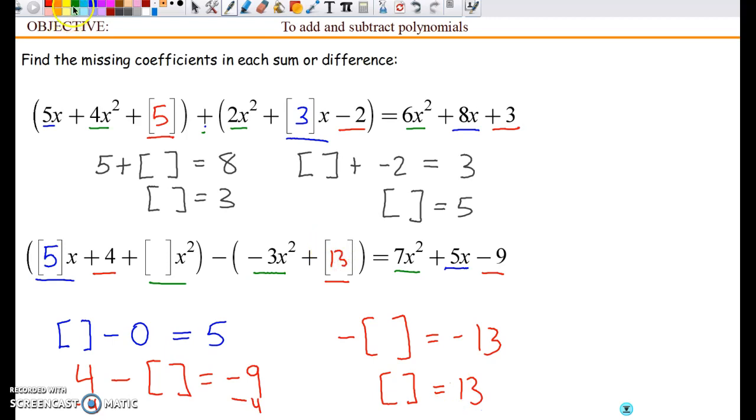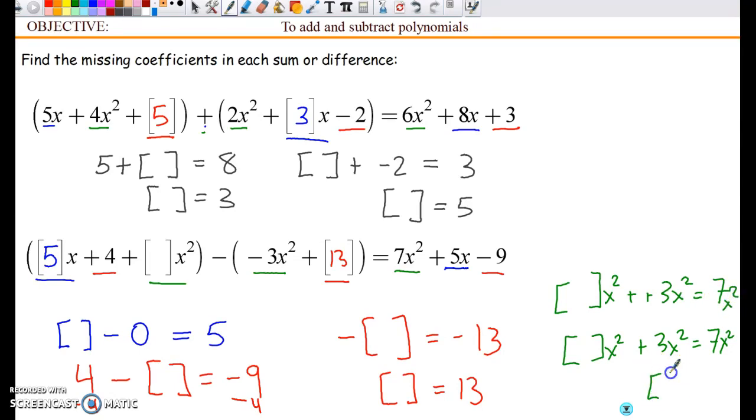And finally, I have the green equation, and I have blank x squared minus -3x squared gets me positive 7. So if I subtract it, that means I have blank x squared plus 3x squared equals 7x squared. So I subtract the 3x squared from both sides. Blank x squared equals 7x squared. Sorry, 4x squared. That means that blank is 4. So this is 4 minus negative 3 gets me positive 7.